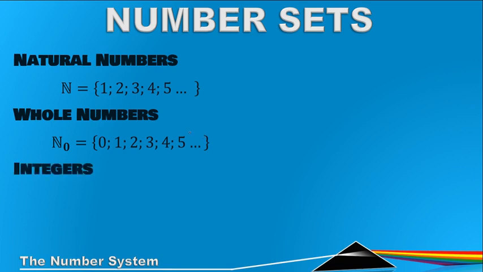Now integers includes all the whole numbers, but it also includes the corresponding negative numbers. So where we had 1, 2, 3, 4, and 5, we now also have -1, -2, -3, and so on.